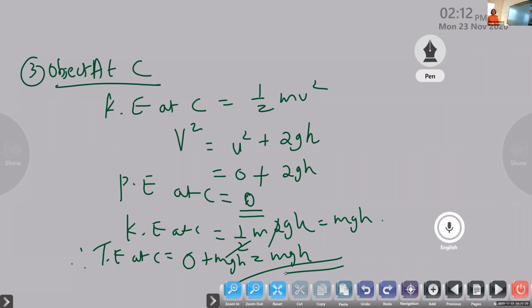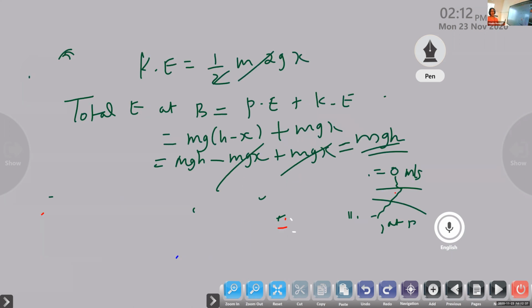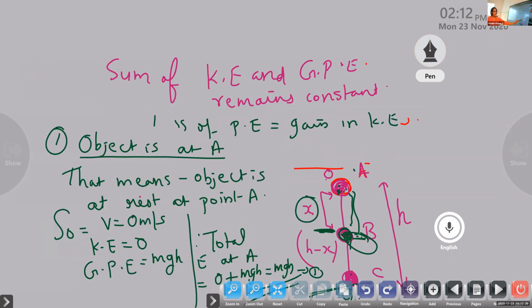So in all the cases, we are getting total energy mgh. Thus, we can say that conservation of energy is verified. Okay? Any doubt, children? Only one thing you have to understand in that picture. Try to understand the picture. A, B, total height is h. I repeat once again. We assume A to B is x. From B to C is h minus x.